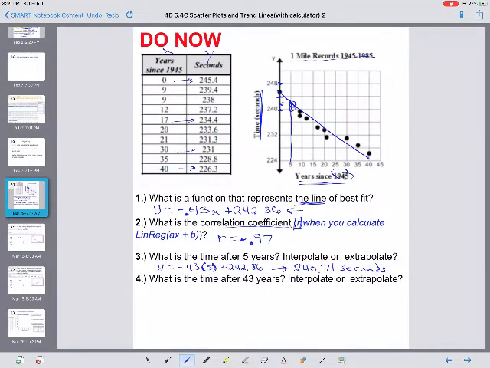So what would the time be at 43 years after? Well, it's kind of hard to see. It looks like it's going to be right at 224 from our graph. That's an estimate. Let's get a little bit more accurate using our equation. Y equals negative 0.43 times, this time 43 years, 43, plus 242.86. And let's see what that gives us.